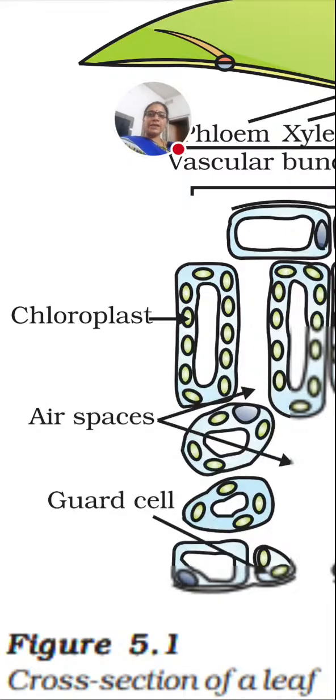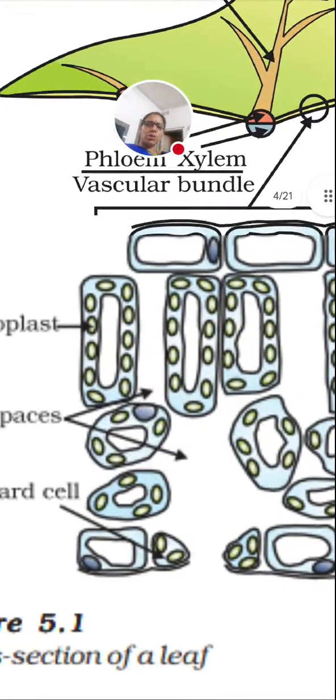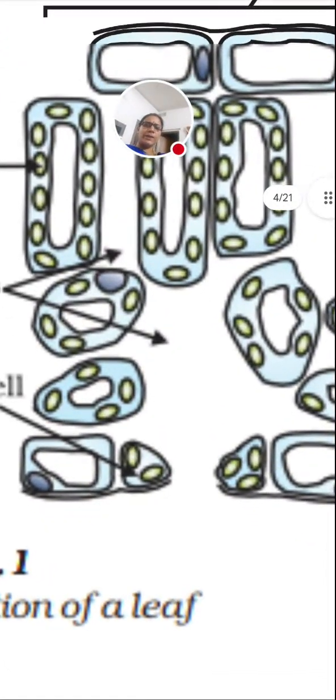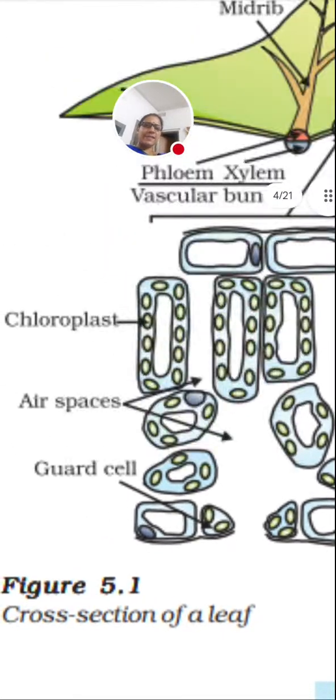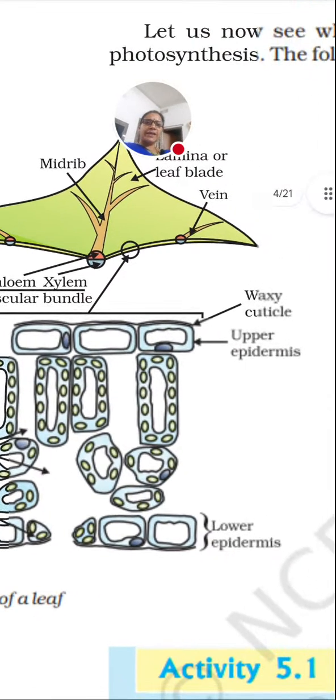So here they can ask, what is the pigment necessary for photosynthesis? That is chlorophyll. Chlorophyll is present in chloroplast. And in the lower epidermis, we have stomata. You can see this small opening at the bottom. So this is the stomatal opening, which is guarded by guard cells. Stomata are guarded by guard cells. This cross section should be properly revised, as they can ask for labeling.